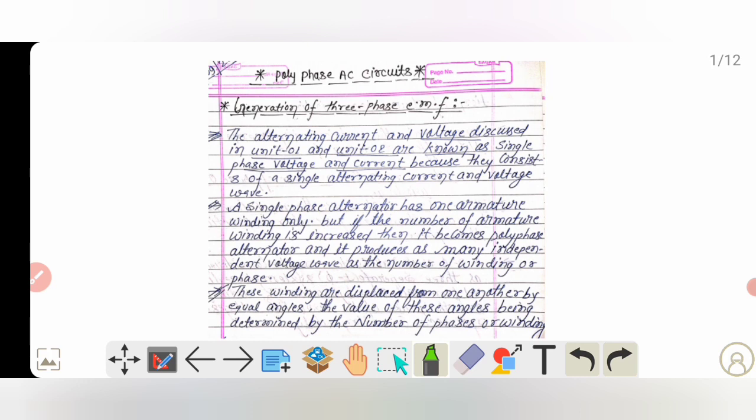Now as we know, these windings are displaced from one another by equal angles. In case of single phase, basically the windings are displaced by 90 electrical degrees, and in case of three phase it will be displaced by 120 electrical degrees.